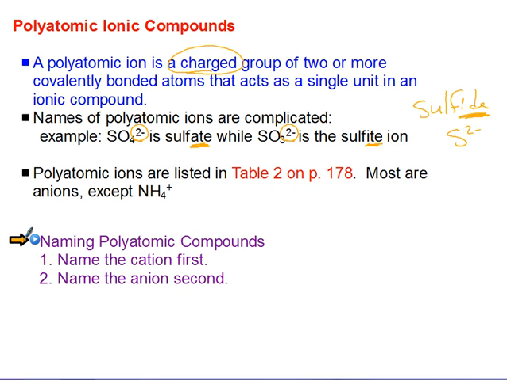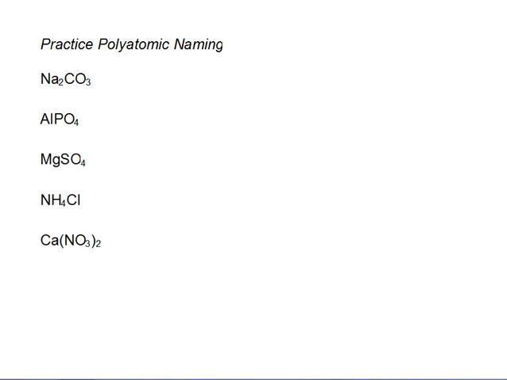There is a table in your book. Again, you have the sheet I gave out. Naming them is not much different than naming our binary compounds. We're going to name the cation first, the anion second, just in the order that we see it. So, for example, Na2CO3: Na is sodium, and CO3, I recognize that because I've started to use my polyatomic ion list and understand what the names are. Recognize the easy ones. That's your carbonate. So the name of this is simply sodium carbonate.